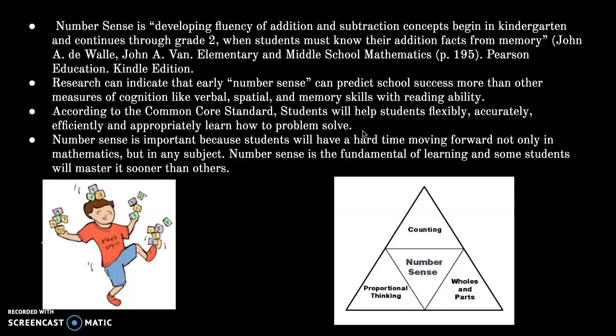There are always different outcomes for problems, especially word problems. They're always different, and especially in the higher maths, any answer can be a right answer, which we won't focus on, but it helps a lot with problem solving, maybe not just in mathematics, but in other subjects as well. And lastly, number sense is important because students will have a hard time moving forward in mathematics, but in any subject, number sense is fundamental to learning, and some students will master it sooner than others.